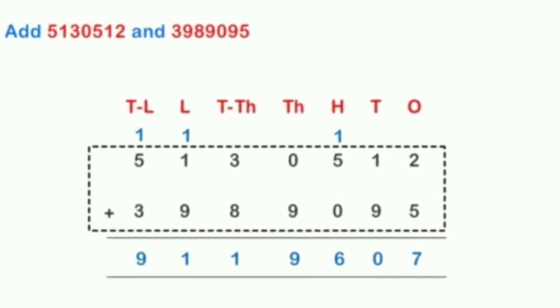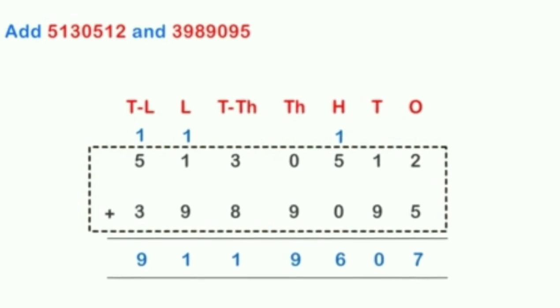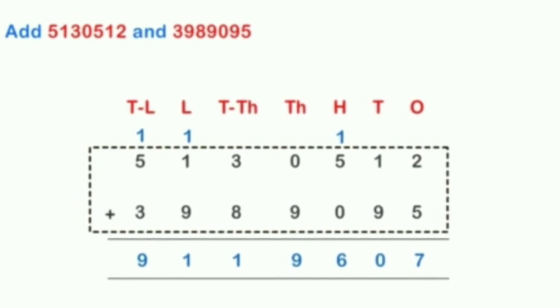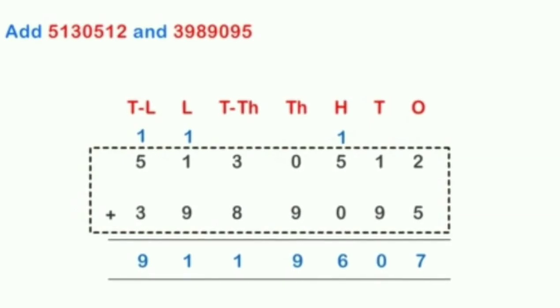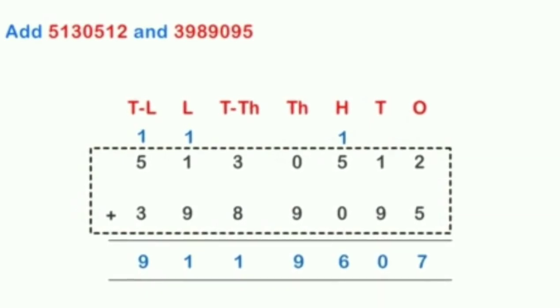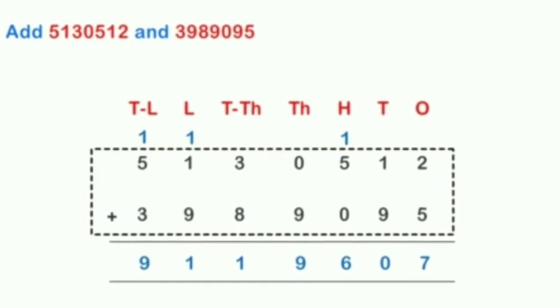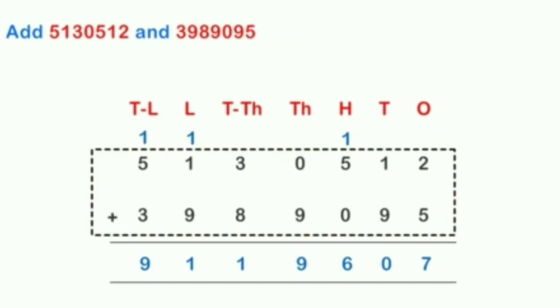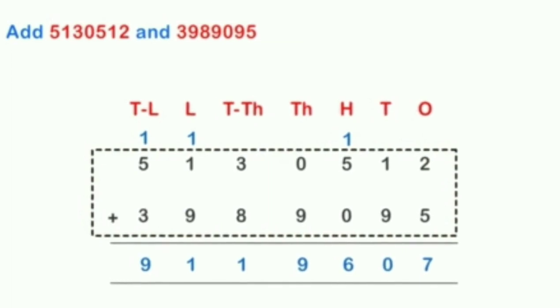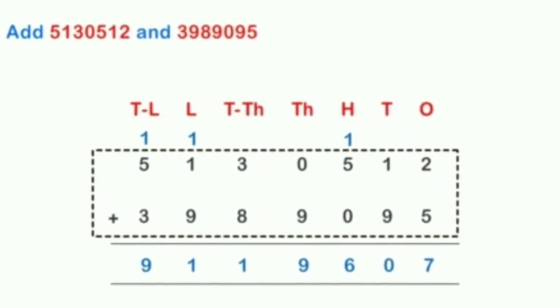So in this question, first of all, you have to add the ones place, that is 2 and 5, and you will get the answer as 7. Then continue to the tens place, 1 plus 9, we get the answer as 10. We just write 0 in the tens place and put the 1 in the hundreds place as a carryover. Then we have added 5 plus 1 plus 0, that is 6. Then we have added 0 plus 9, we get 9.